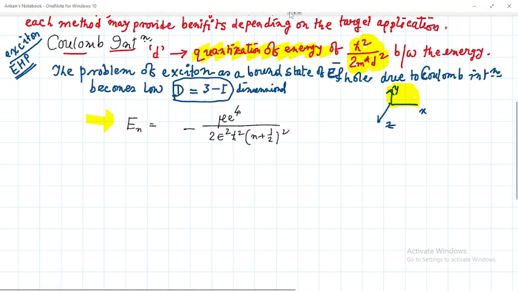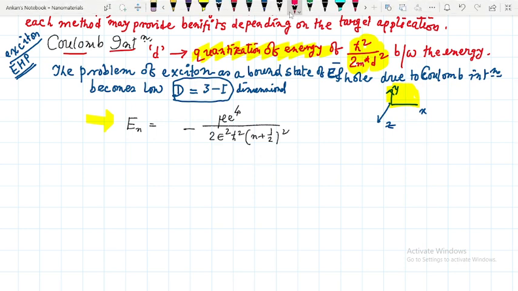Okay, now the next succeeding topic of today's discussion is the plasmonic nanomaterials. What is the new thing? Plasmonic nanomaterials. What is it?